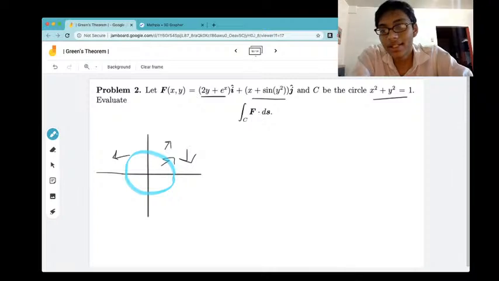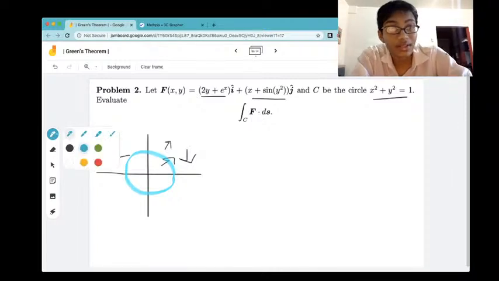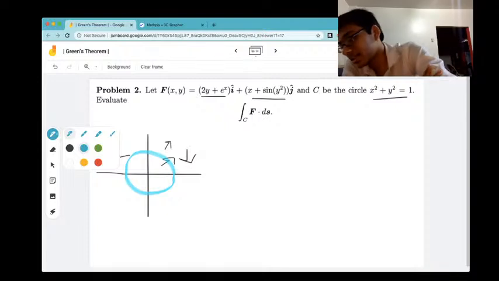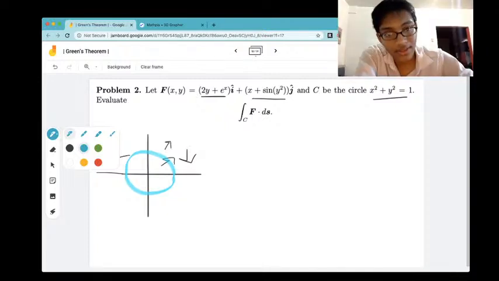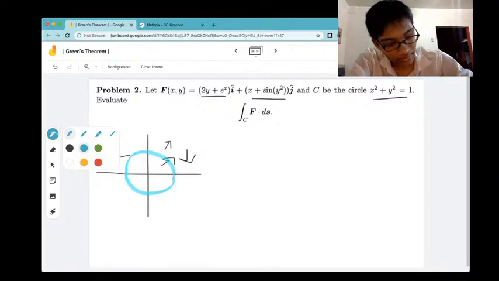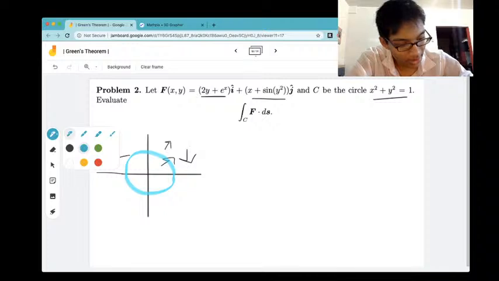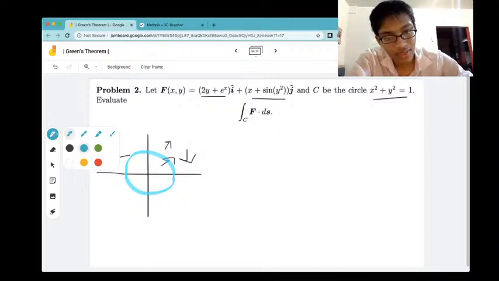Evaluate F dot ds. Well, I know that F dot ds is going to be equivalent to what? Let me write it down here because it's too hard to write it there. Have I actually disconnected? No. So let's go ahead and write that down.